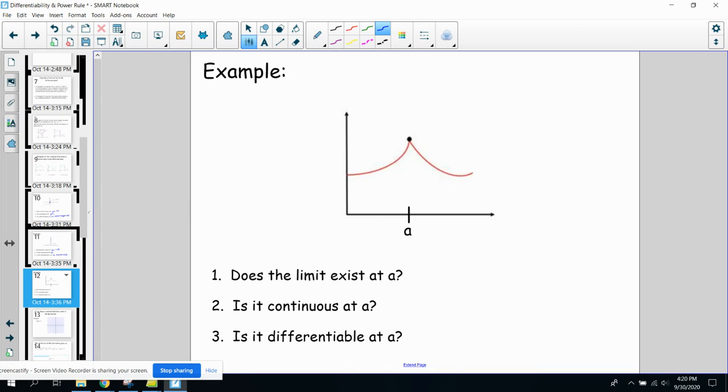And the last example. Does the limit exist at a? As I go from the left and I go from the right, does the limit exist? Yes, it does. Is it continuous at a? Yes, I can draw this without picking my pencil off the paper. Is it differentiable at a? If you notice, it makes that point. So is it differentiable? No, and that's because there's no tangent line. It's like a corner, so make note that it's a corner. So we do not have this function being differentiable at that point.